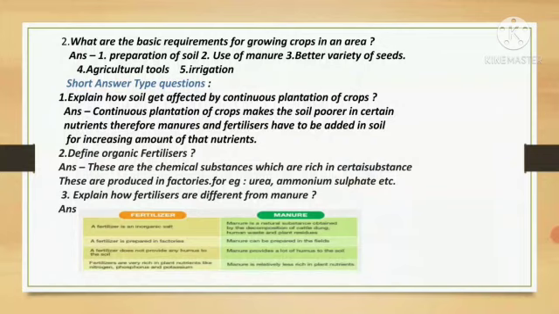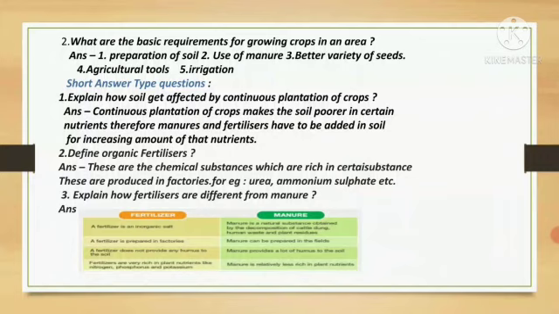Next we have second question: what are the basic requirements for growing crops in an area? If we want to grow a crop in any area, we have to discuss what the basic requirements are. And the answer is, first of all, preparation of the soil. We have to prepare the soil. Next is use of manure. Third is better variety of the seeds, we have to choose good quality seeds for good production of the crop. Next is agricultural tools and next is irrigation. So we have to see these basic requirements for growing a crop in a particular area.